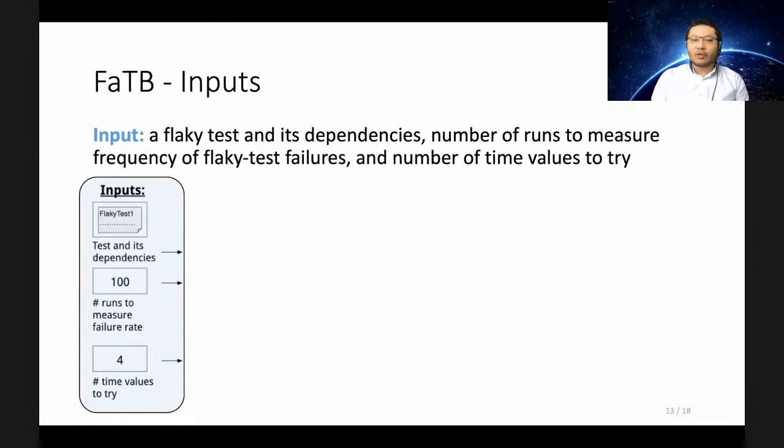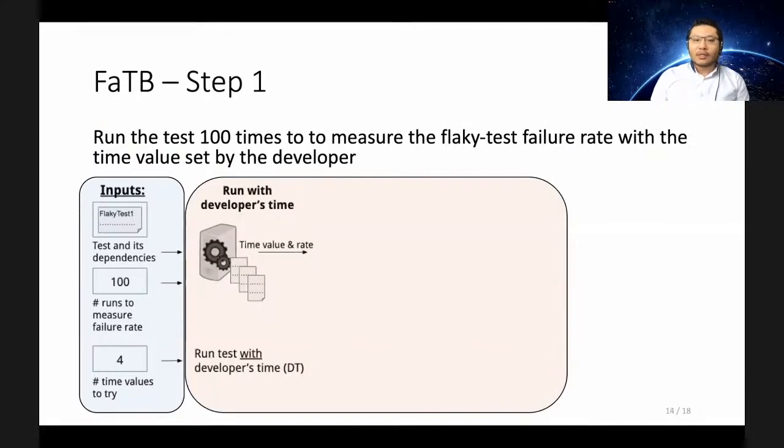Specifically, our approach takes as input a flaky test along with its dependencies, so whatever we need in order to run the flaky test. We take the number of runs to measure the frequency of flaky test failures and the number of time values to try. In this example, we would run the test 100 times using the time value specified by the developer to obtain the flaky test failure rate and the runtime.